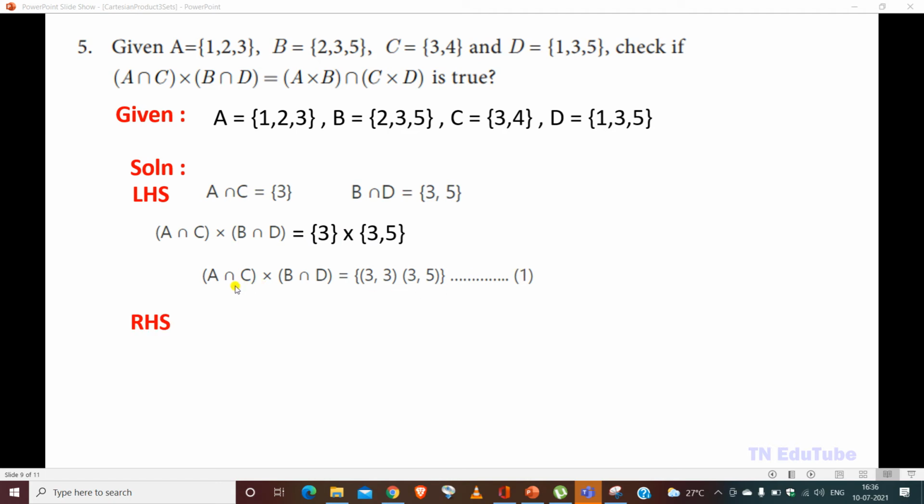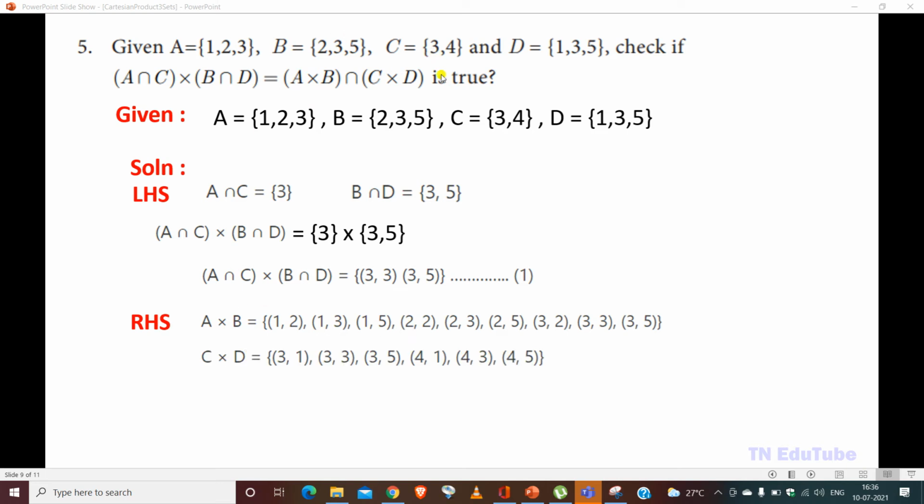Then for the right hand side, you have to find out A cross B first, with the sets A and B. So you get (1,2), (1,3) and (1,5), like that (2,2), (2,3) and (2,5), then (3,2), (3,3) and (3,5). So A cross B you get like this. Then C cross D, the two sets are here: (3,1), (3,3), (3,5), like that (4,1), (4,3) and (4,5). So we can find this A cross B and C cross D like this.